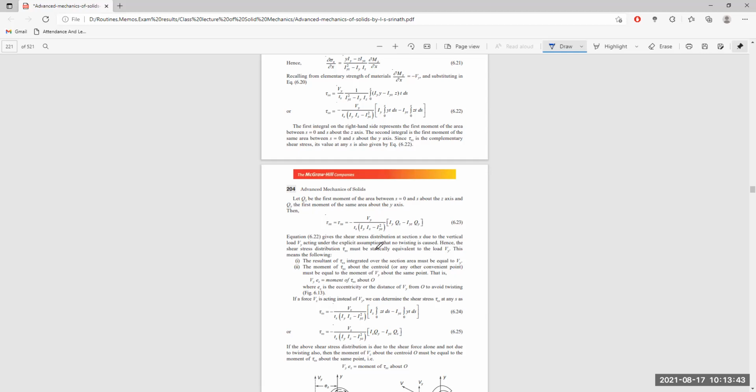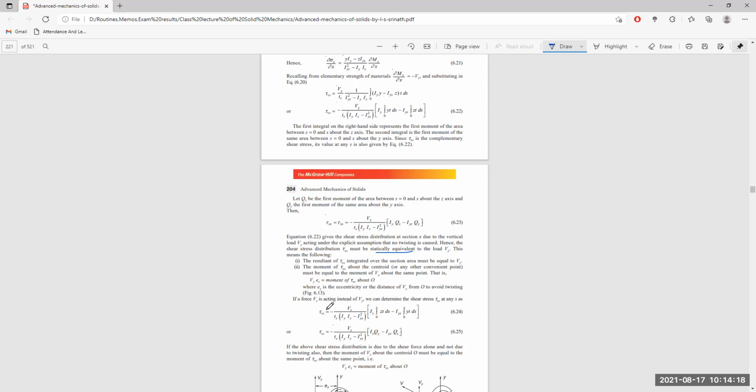Statically equivalent means the resultant of tau xs integrated over this section must be equal to Vy. The resultant moment of tau xy about the centroid must be equal to the moment of Vy about the same point. That's why Vy times epsilon z is equal to the moment of tau xy about O, where epsilon z is the eccentricity of the distance of Vy from O to avoid twisting.